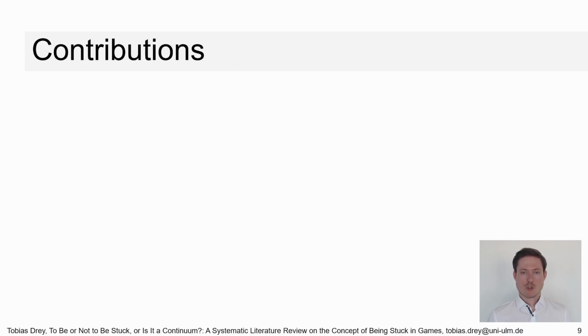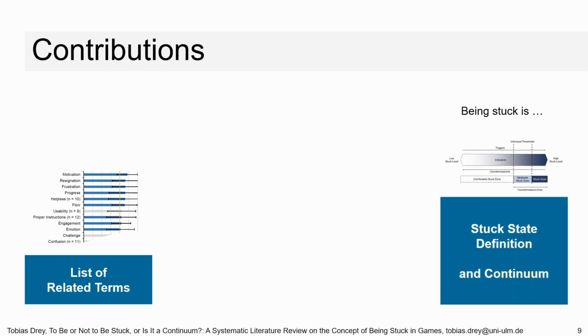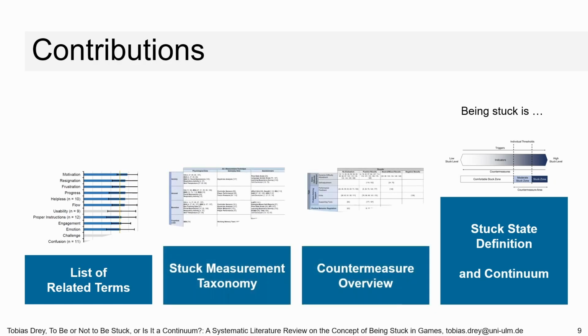Summing up, we have created a structured concept for a previously undefined but commonly used term by defining the state of being stuck in games. Our contributions are a list of terms relevant to the state of being stuck, and a definition of a stuck concept in games, including a stuck level continuum. Our paper further provides a taxonomy of measures useful for the detection of the player's stuck level, and an overview of countermeasures and their effectiveness in reducing the player's stuck level.